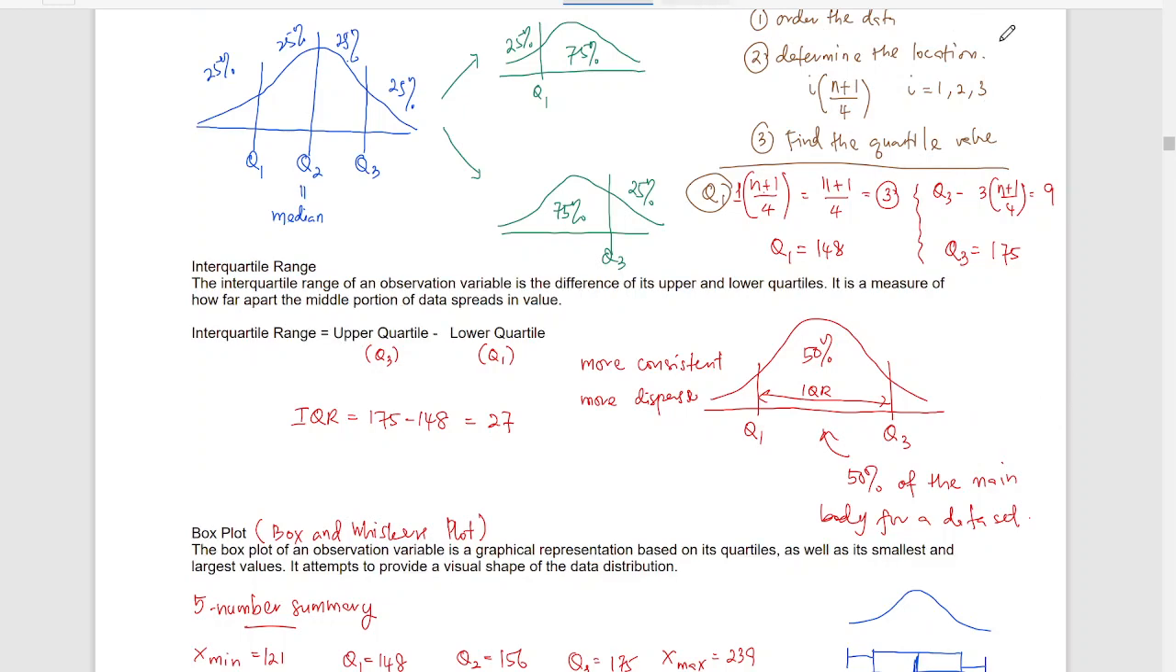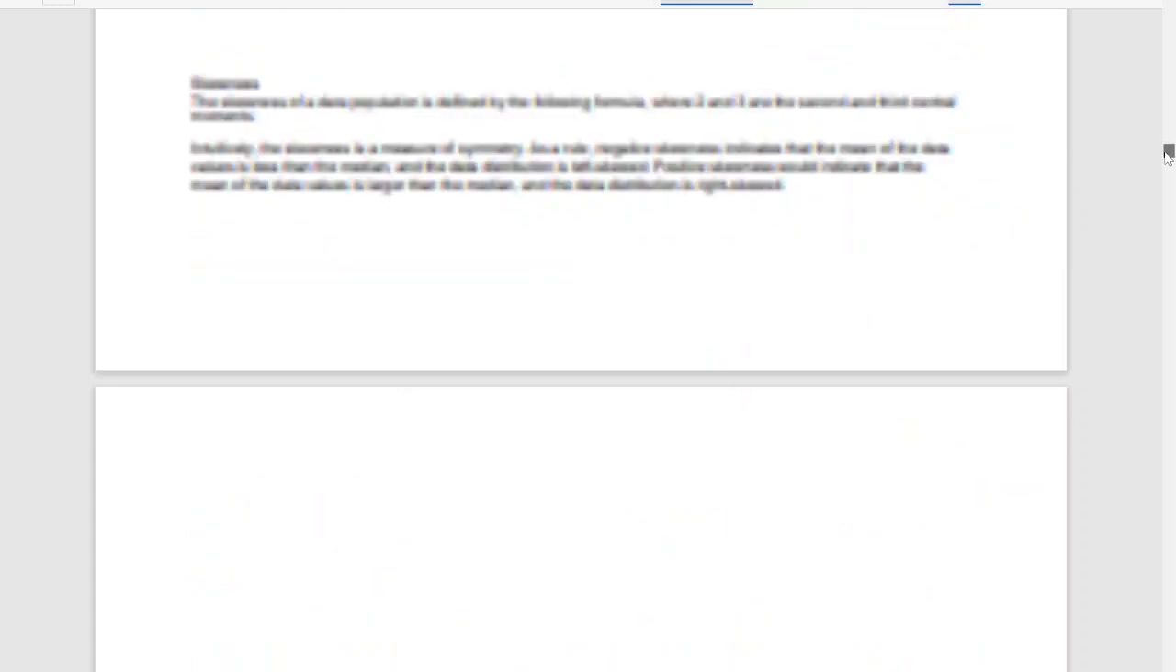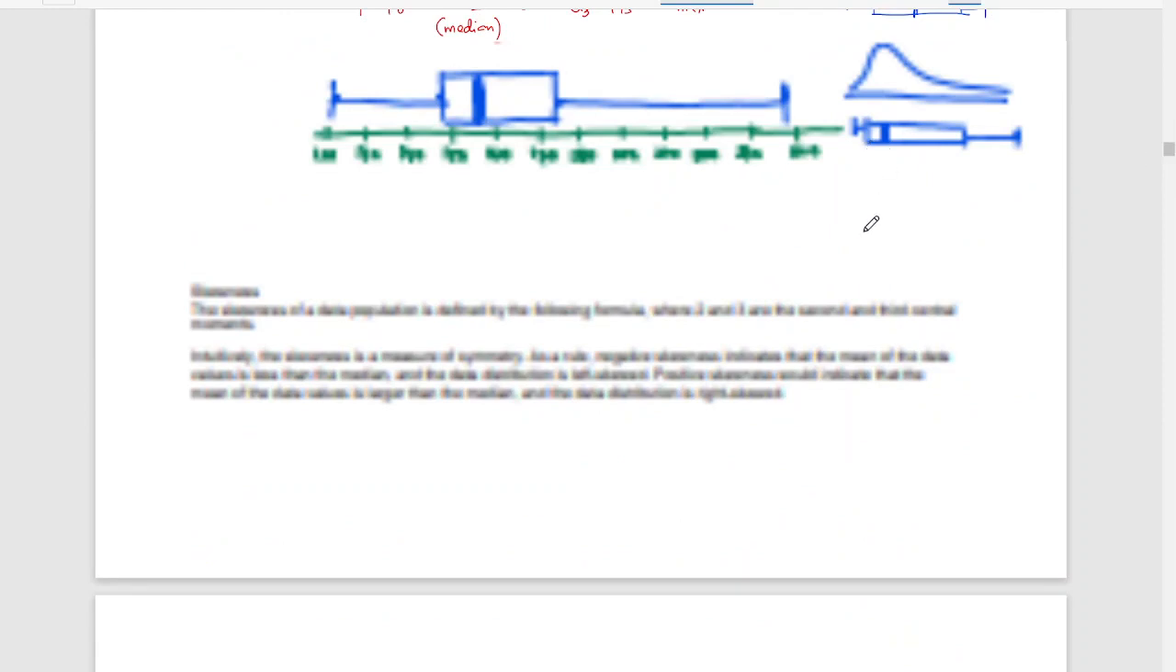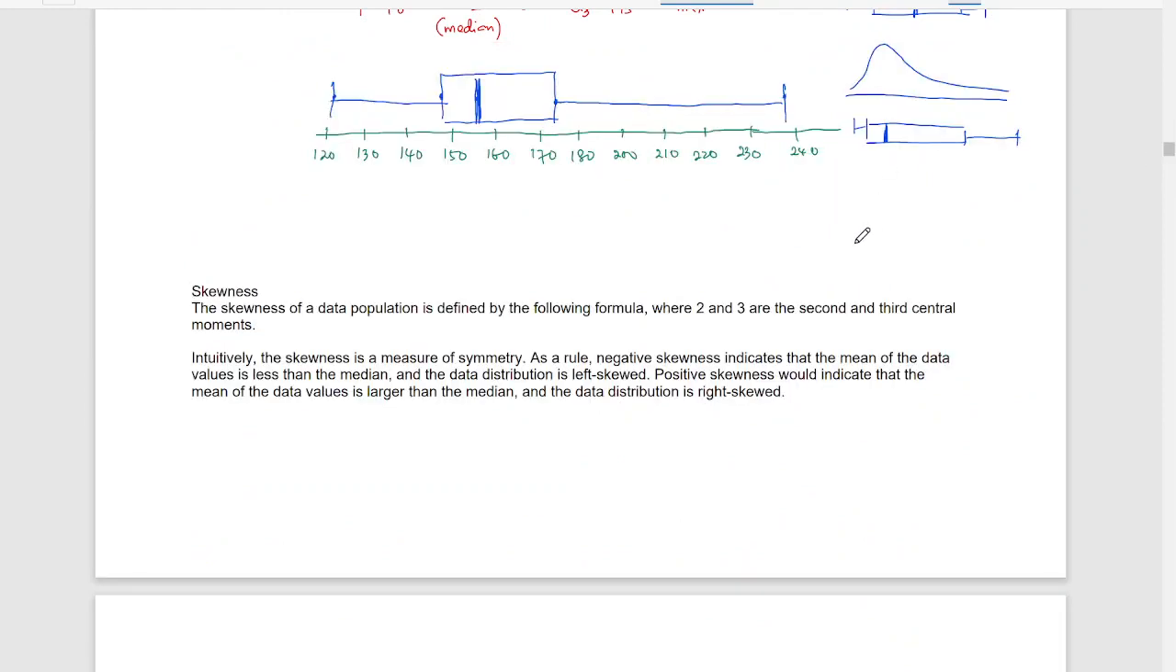Okay, so kalau yang ketiga, if you have a left skewed distribution, it will be something like this. So this is left skewed, and your data will look something like this. Your box and whisker plot will look something like this, whereby the whiskers are longer on the left side, and the median is closer to the Q3 value on the right side. So this is left skewed.